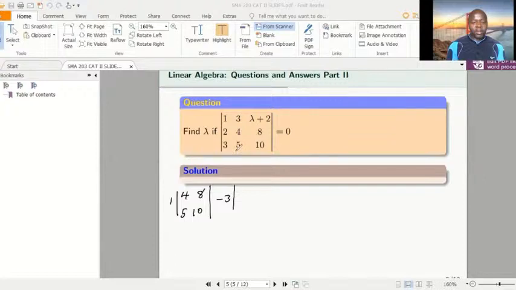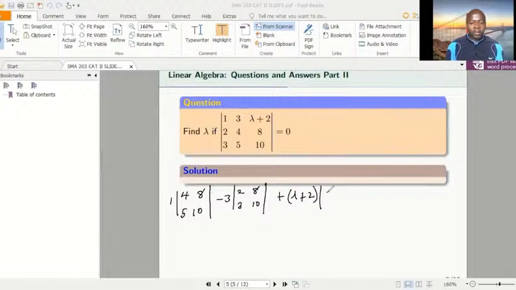Then plus, and you know how to get the determinant of a matrix. We already explained how the signs alternate: plus, minus, and so on. So now delete the row of lambda plus 2 and the column of lambda plus 2. The matrix that remains is 2, 4, 3, 5. Equate this to 0.